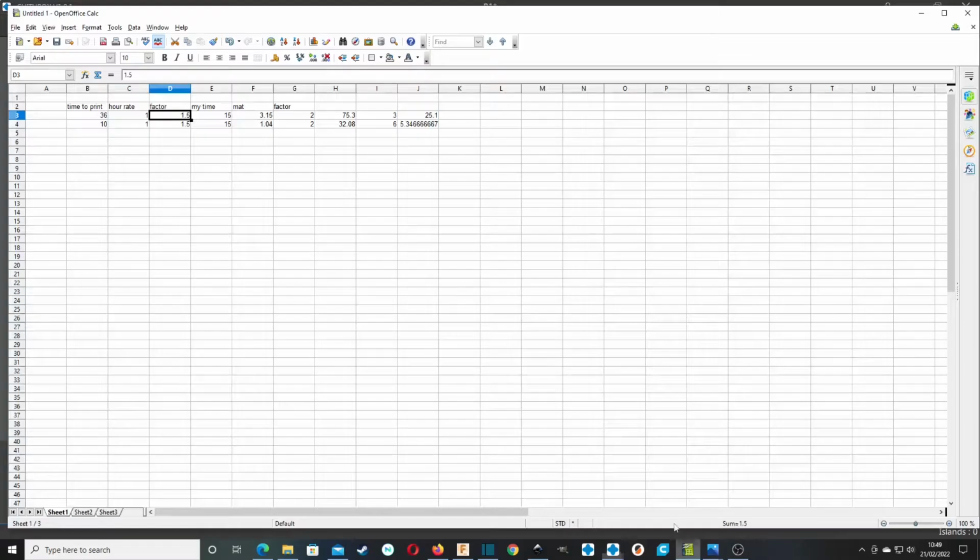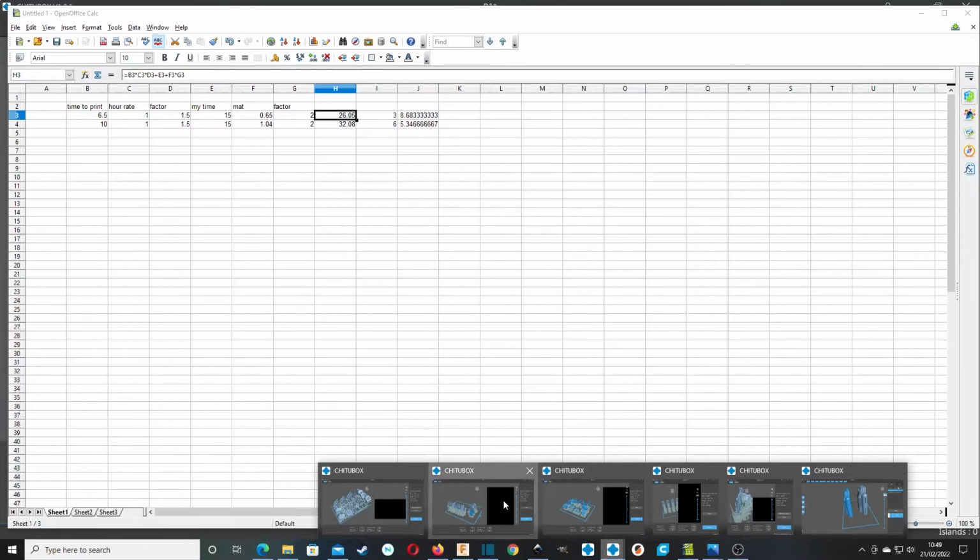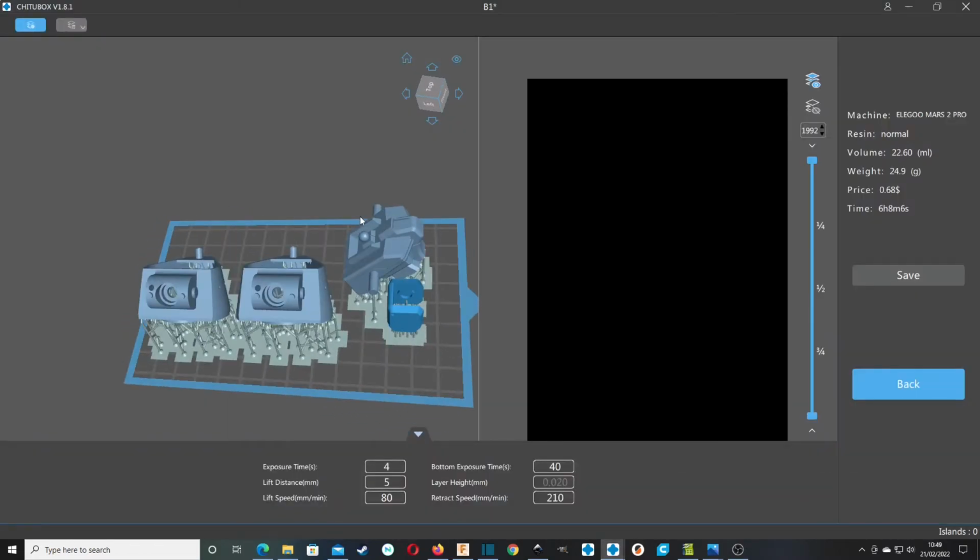So I'm going to take this. So it was a 6.5 hour print, and the material cost was about 60 pence. So we can see right here that is £26. Now that is for one person asking for one object essentially. But let's just say you come back to me and go, well, how much for two of those?